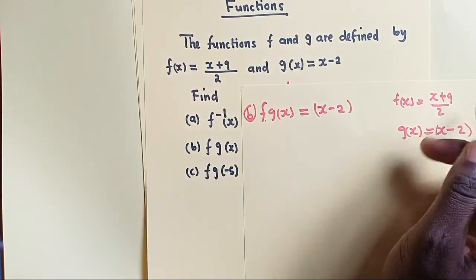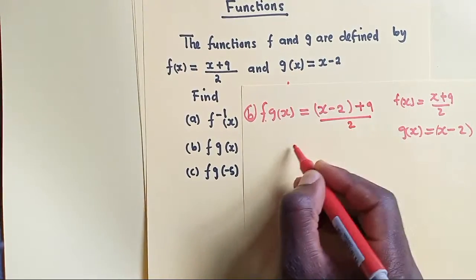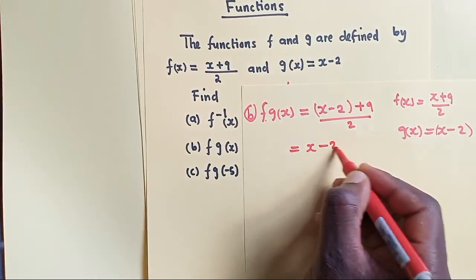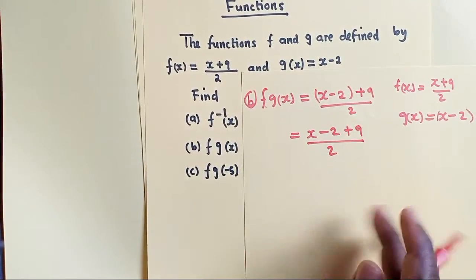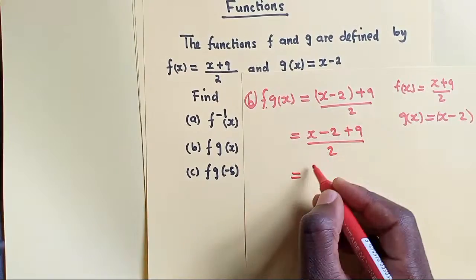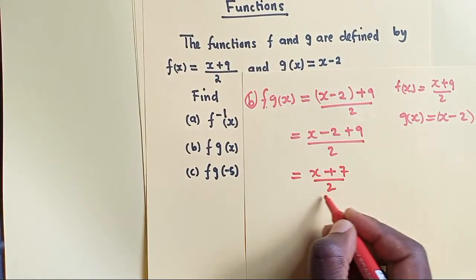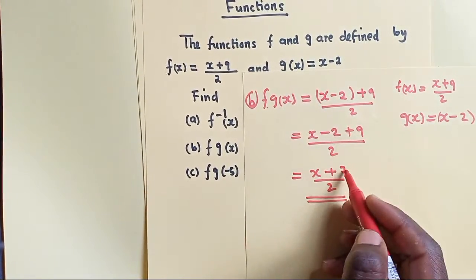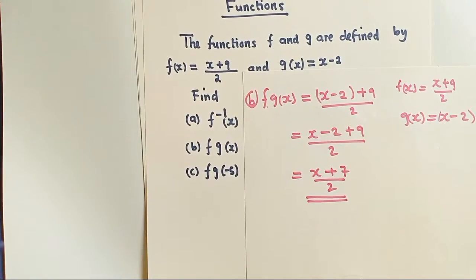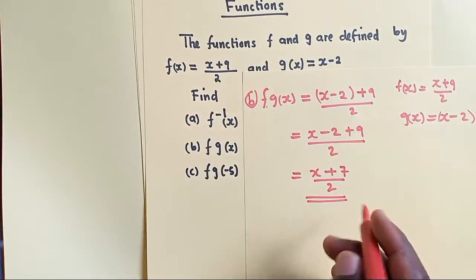So I've just gotten this and put it where x is, plus 9 over 2, which is the same as this. Okay? So when I work out here, I'm getting x plus 7 over 2. This is my answer, because negative 2 plus 9 will be equal to positive 7. So this is what I'll get.